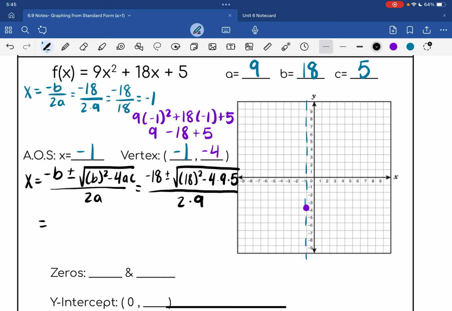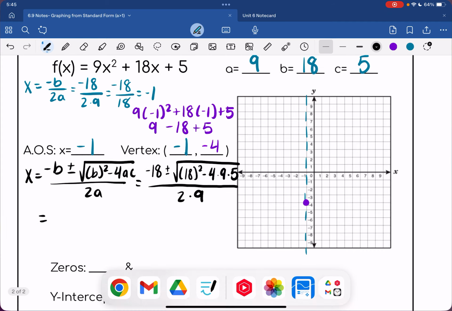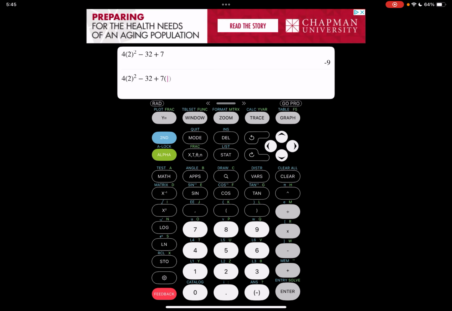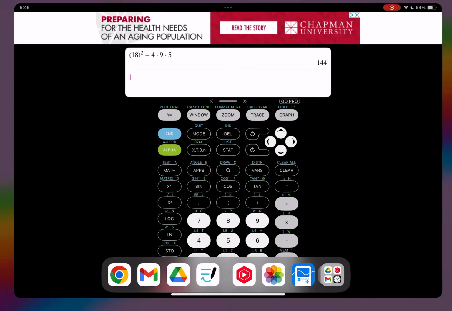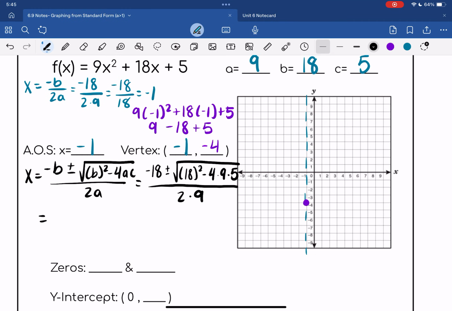18 squared and 4 times 9 times 5. We're getting into some big numbers here. Let's go use a calculator. So 18 squared minus 4 times 9 times 5 is 144. Awesome. So I have negative 18 plus or minus the square root of 144 all over 2 times a, so 2 times 9, which is 18.